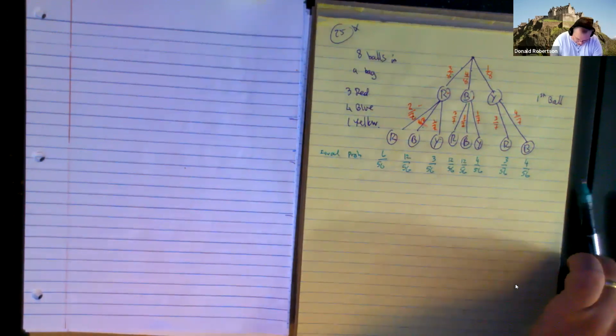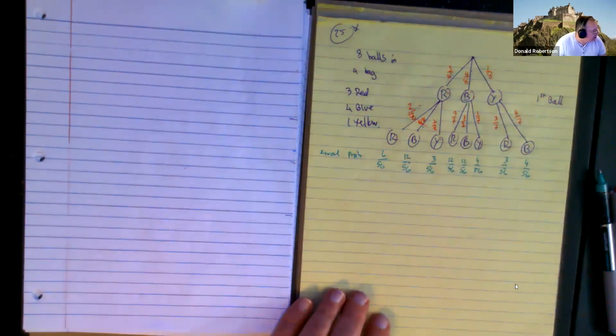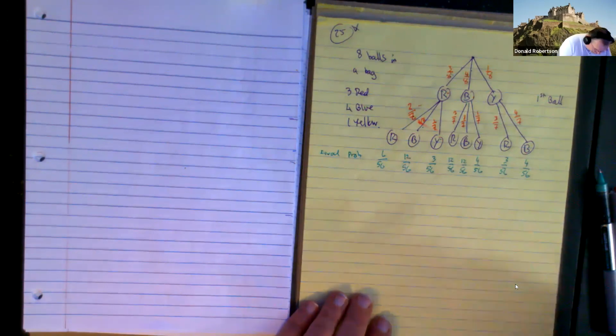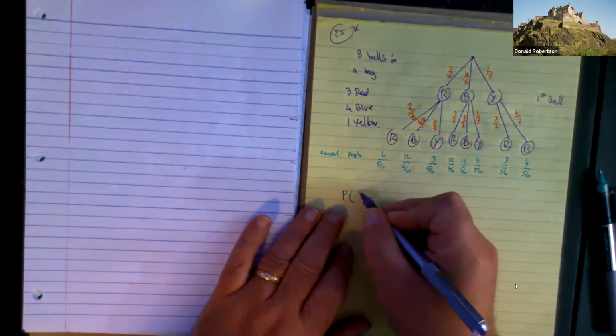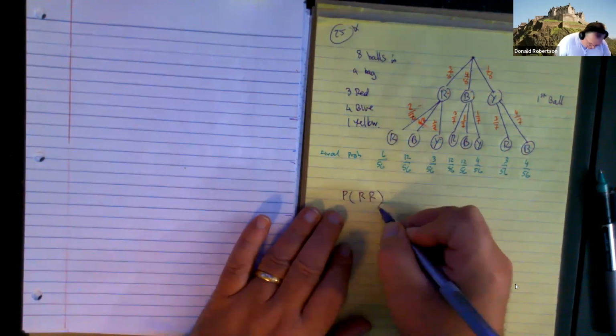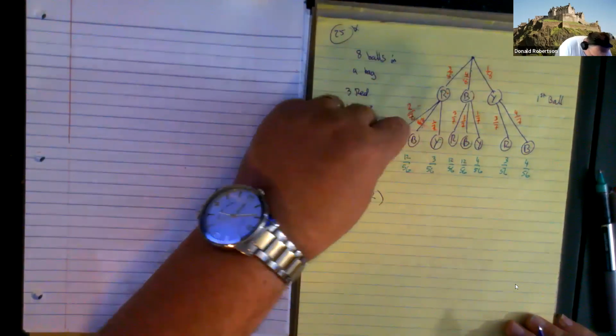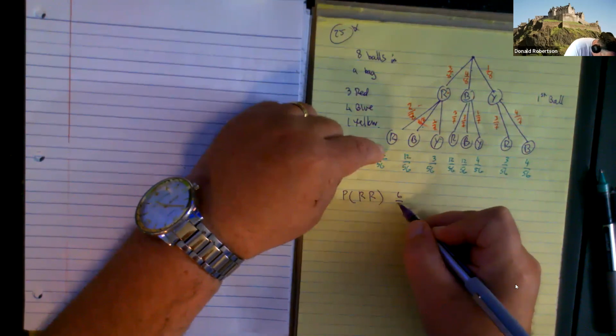Right, so let's ask some questions using this probability tree. So what's the probability, for instance, that I get a red and then another red? Well, if you do a red and another red, isn't it that's 6 out of 56?